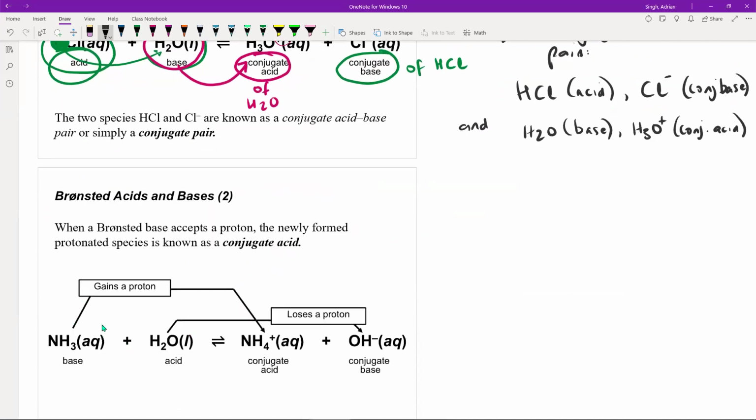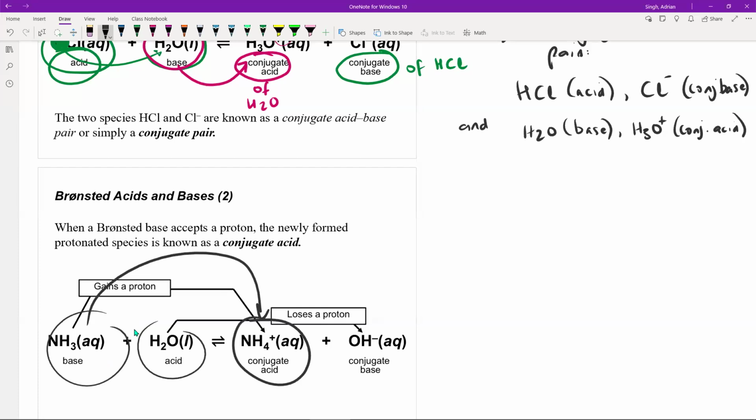We can obviously see this in other examples as well, like in the case of ammonia reacting with water. Here the ammonia is gaining the proton, which becomes NH4 plus, the ammonium ion, that's the conjugate acid. H2O is acting as an acid, it's donating a proton, it's losing an H plus. It becomes OH minus, which is now a conjugate base.